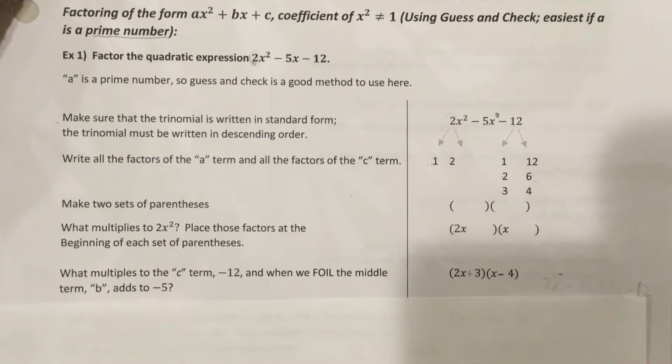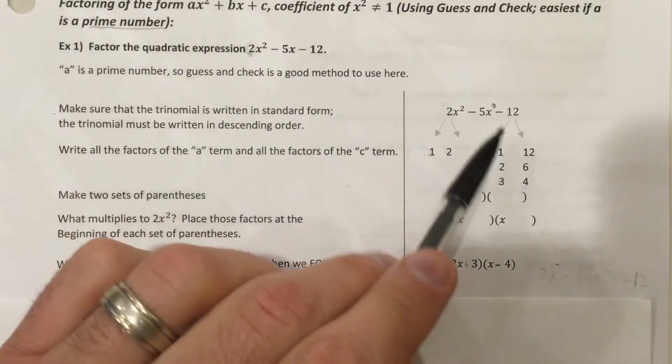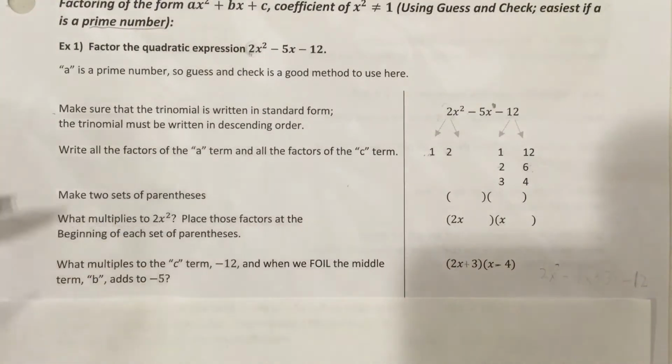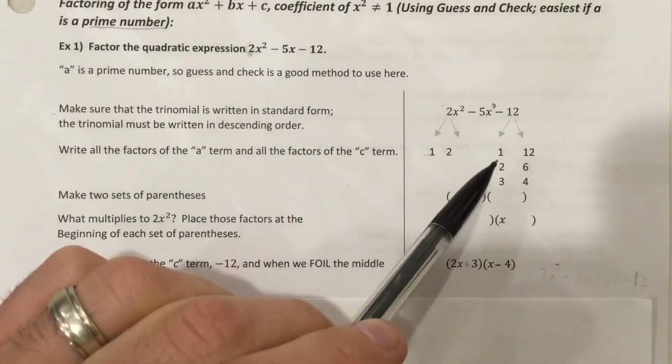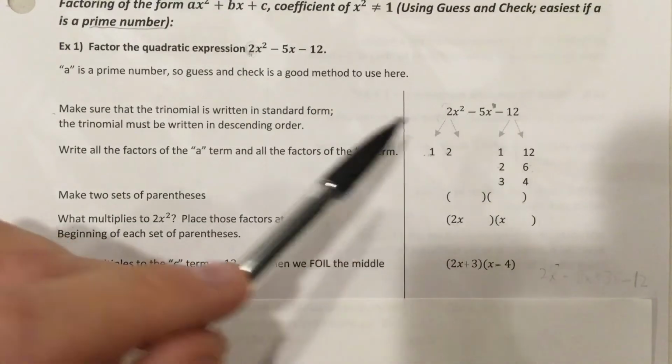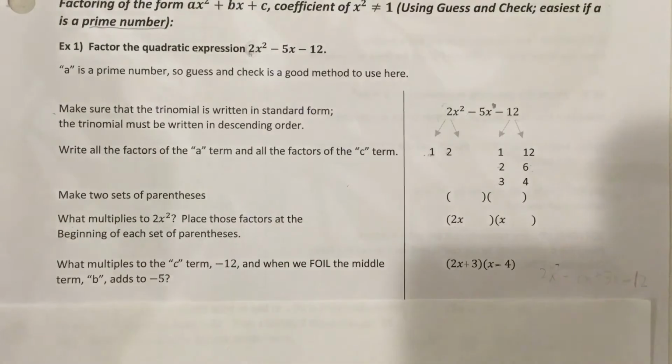This is the tricky part where you're going to have to do some guessing and checking. You're trying to figure out what multiplies to the last term, negative 12. And then when we FOIL, the middle terms add to negative 5. So we really have to think of our ways. Like we could try 1 and 12, and that's not going to work. It's not going to add to negative 5 when we FOIL it.